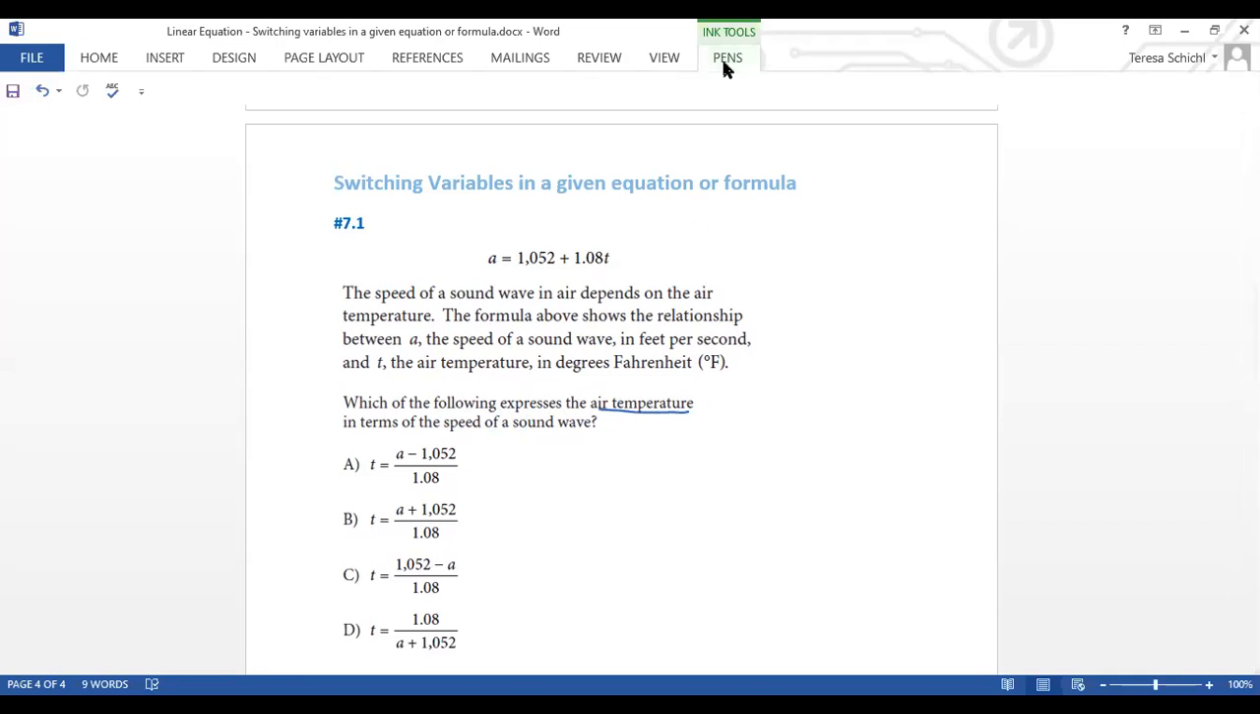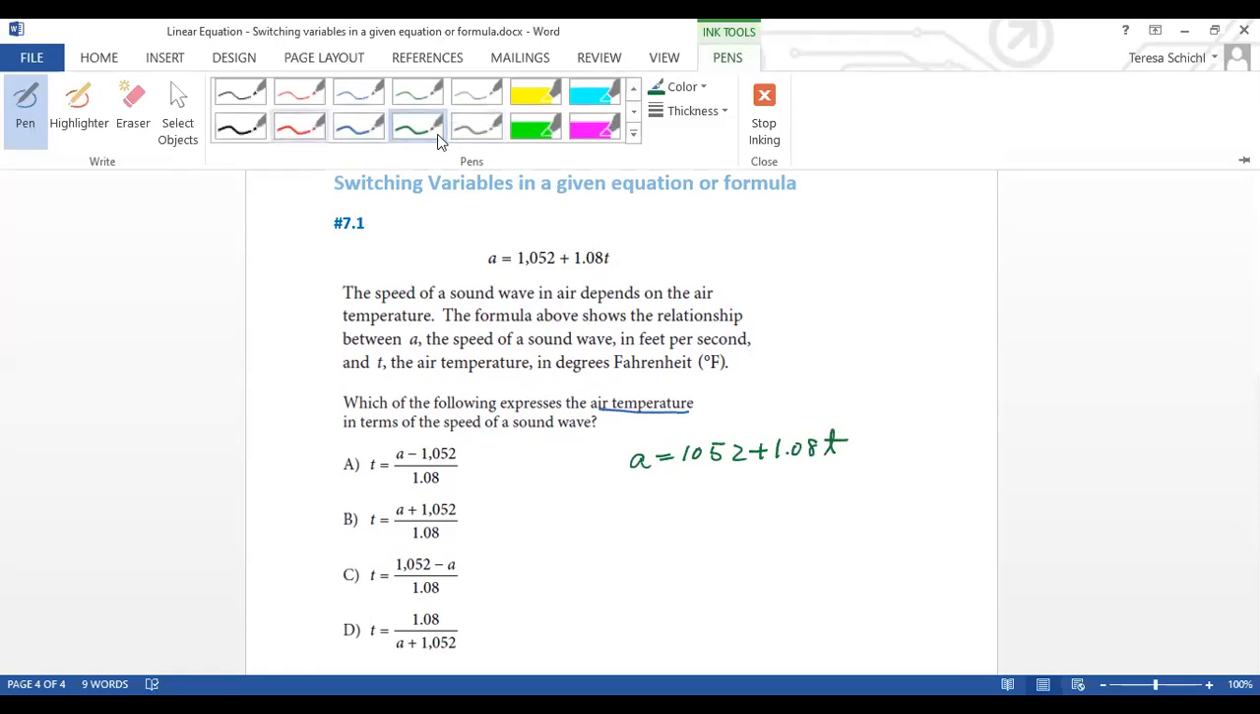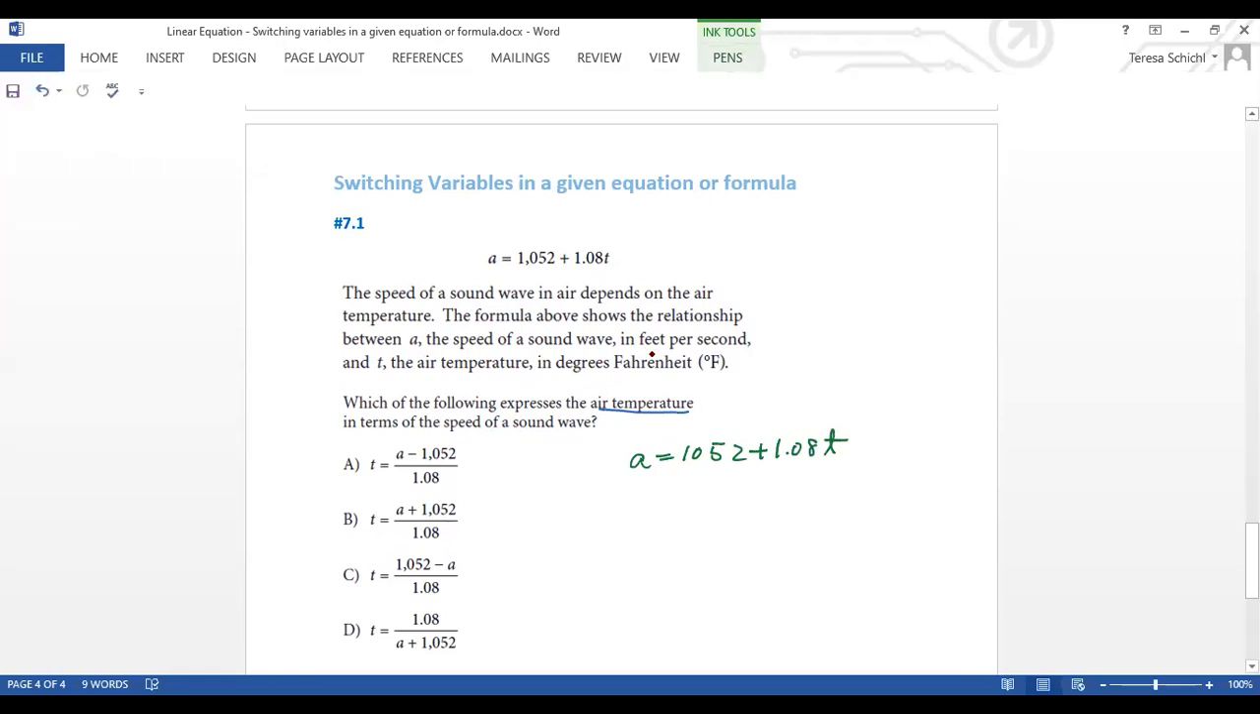So in here, this is a equals 1052 plus 1.08t, right? They did not specifically say, hey, find t, but they did say, let's find the air temperature. So what I'm trying to solve for here is t. Then the problem becomes pretty simple. It's just like solving a linear equation. What is the first thing I need to do? I need to subtract 1052 from both sides, right? So this is a minus 1052 equals 1.08t.